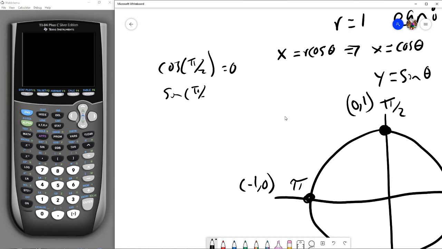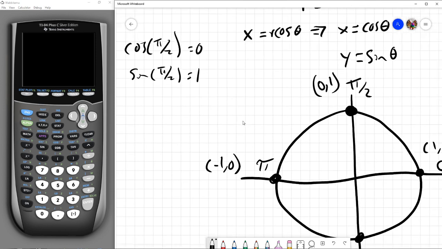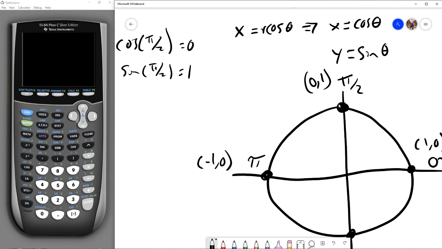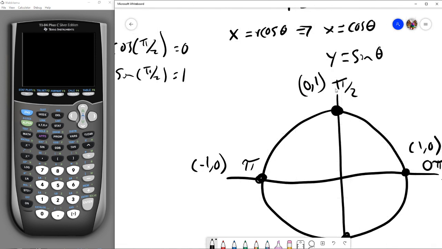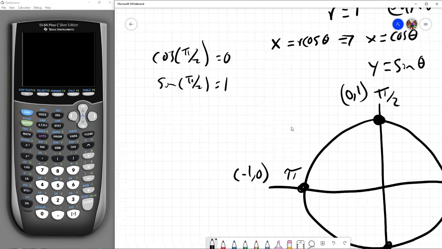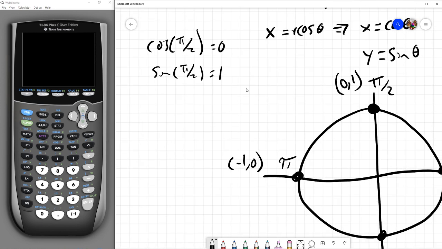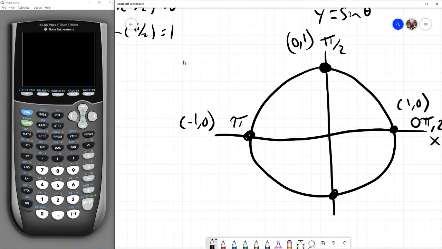Sine of pi over 2 is going to equal 1. So just note, the x-coordinate is cosine. So when you plug in pi over 2, that angle all the way up to here, you get 0. But when you plug in the sine, you get 1.